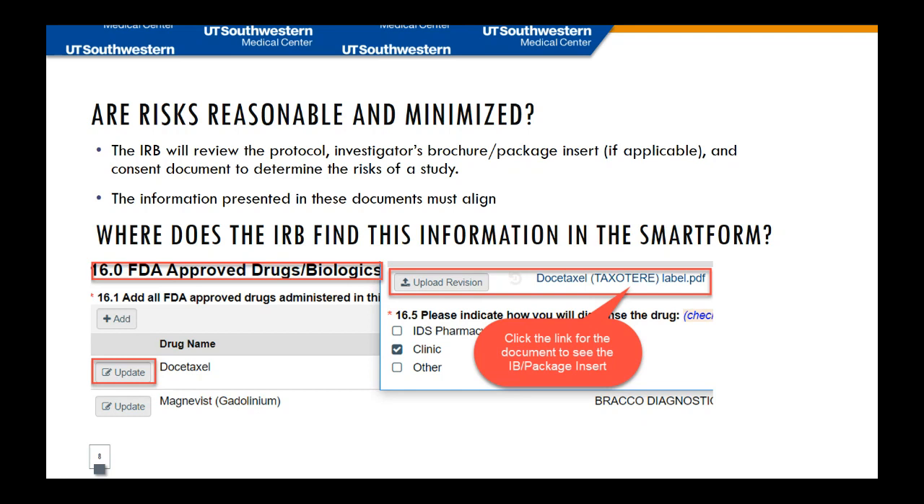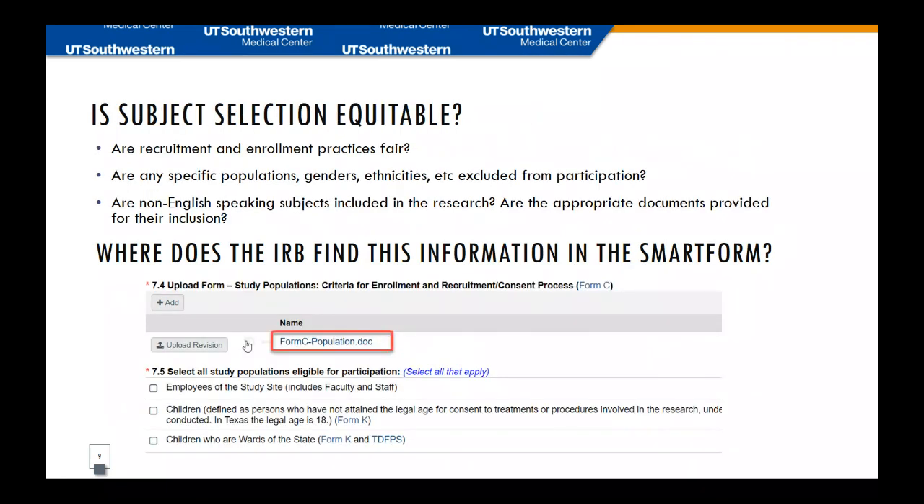Let's talk about subject selection and equitability. What we're looking for is: are recruitment and enrollment practices fair? Are there any specific populations, genders, or ethnicities that are excluded from participation? And are non-English speaking subjects included in the research? If they are, are there appropriate documents provided for their inclusion? Our expectation is not that subject enrollment be equitable, but that the plan for subject selection be equitable. Any exclusions, including non-English speaking subjects, must be appropriately justified.